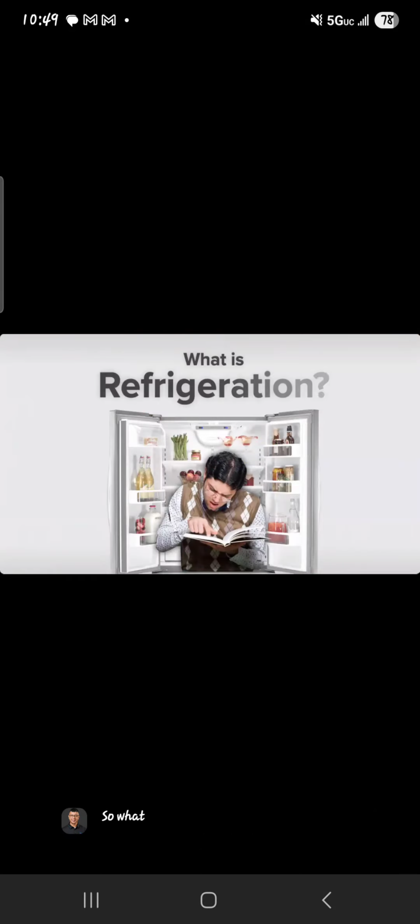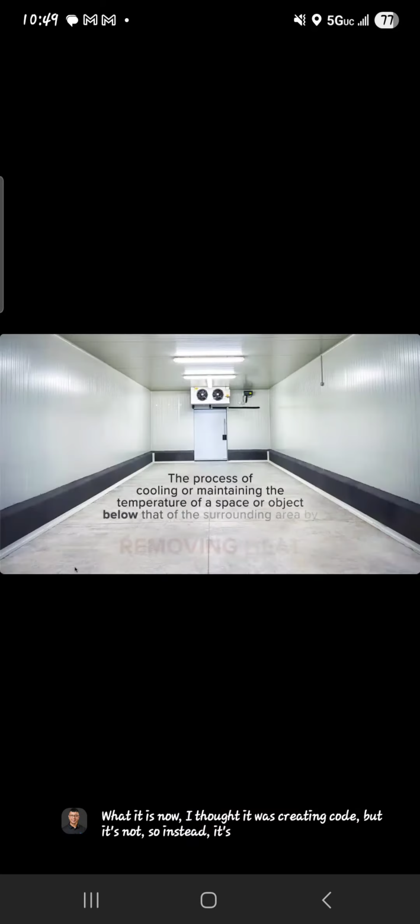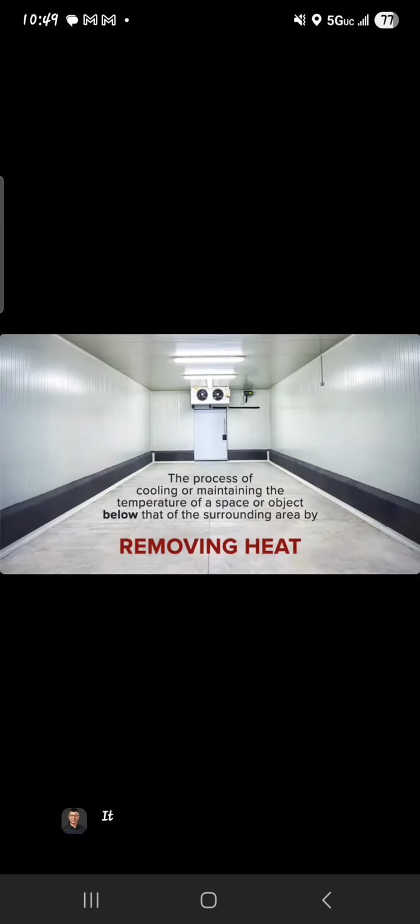So what is refrigeration? The majority of people, or even I before I knew what it is, thought it was creating cold, but it's not. Instead, it's removing heat. It removes heat from the space and moves it to another space, another area. That's pretty much what refrigeration is.